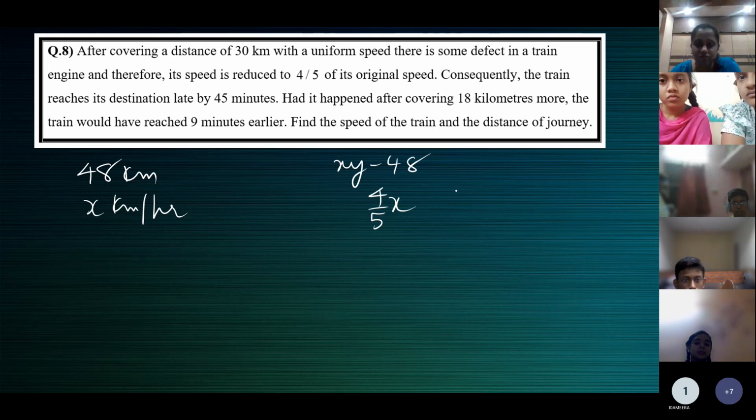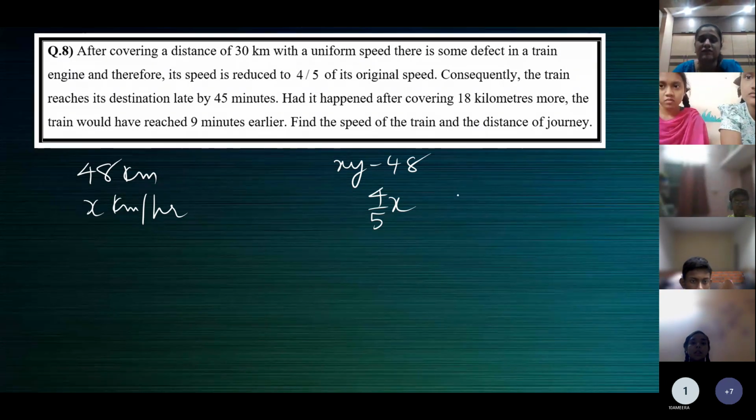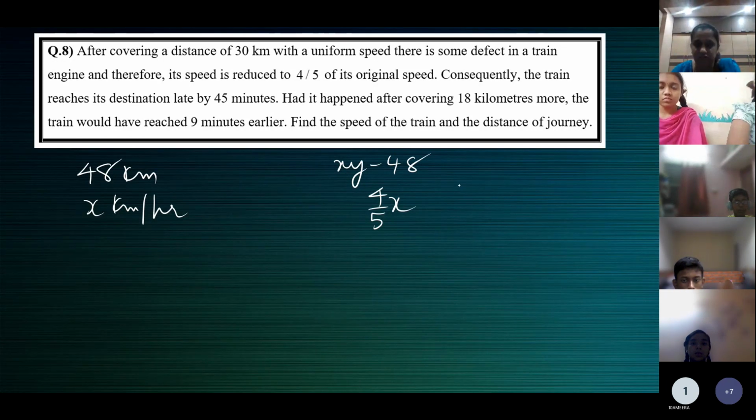Because when the speed reduces, the train cannot reach its destination on time. Because the speed is reduced, it cannot reach on time. It will be late. In the first case, it's late by 45 minutes. In the second case, it reaches 9 minutes earlier, which means earlier than 45 minutes. So 45 minus 9, 36 minutes. The delay is only by 36 minutes.